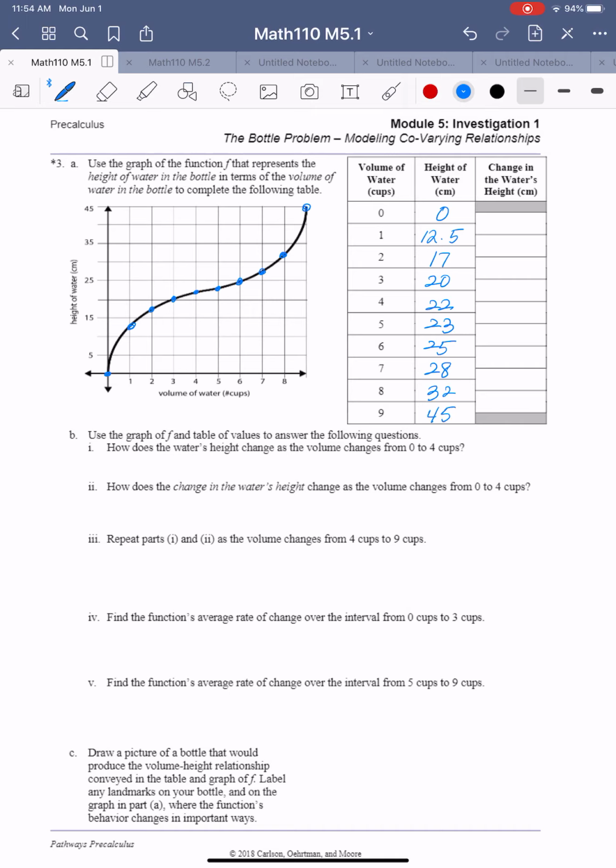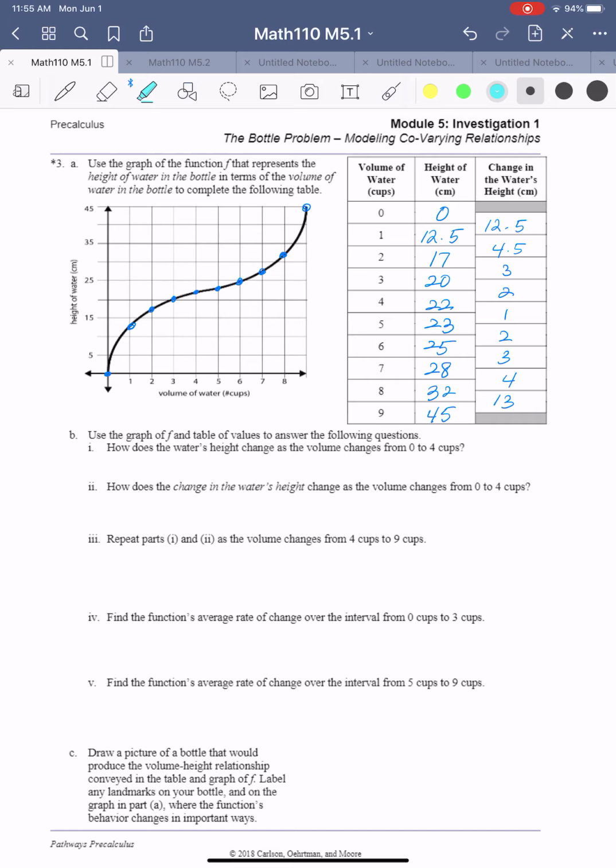And then on the last column, I'm going to put the difference, from 0 centimeters to 12.5, which is a 12.5 increase, and then 4.5 increase, 3 centimeter increase, 2 centimeter increase, 1 centimeter increase, and then 2, 3, and 4, and 13 here. Okay, so B: use the graph of f and the table values to answer the following questions. How does the water height change as the volume changes from 0 to 4 cups?